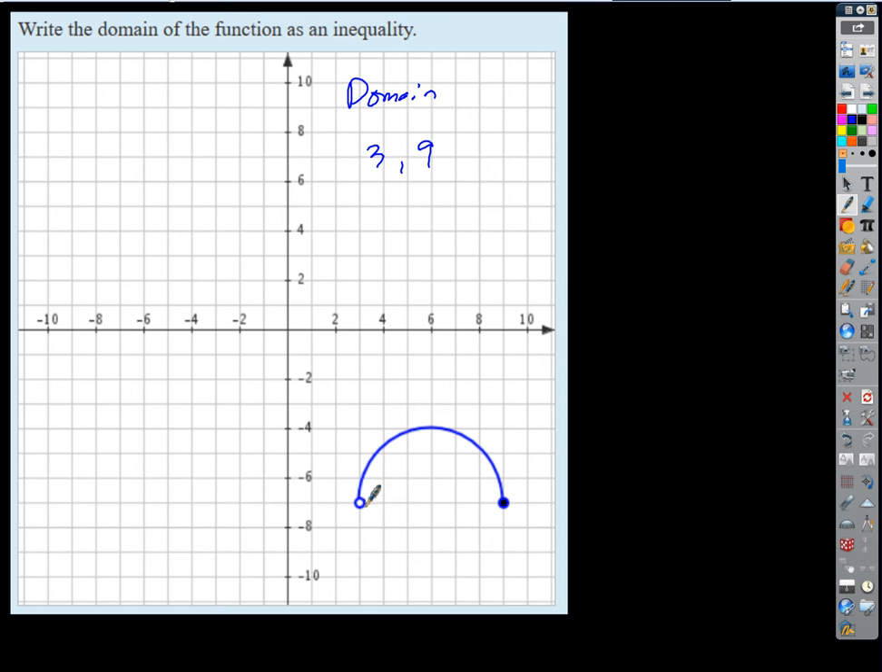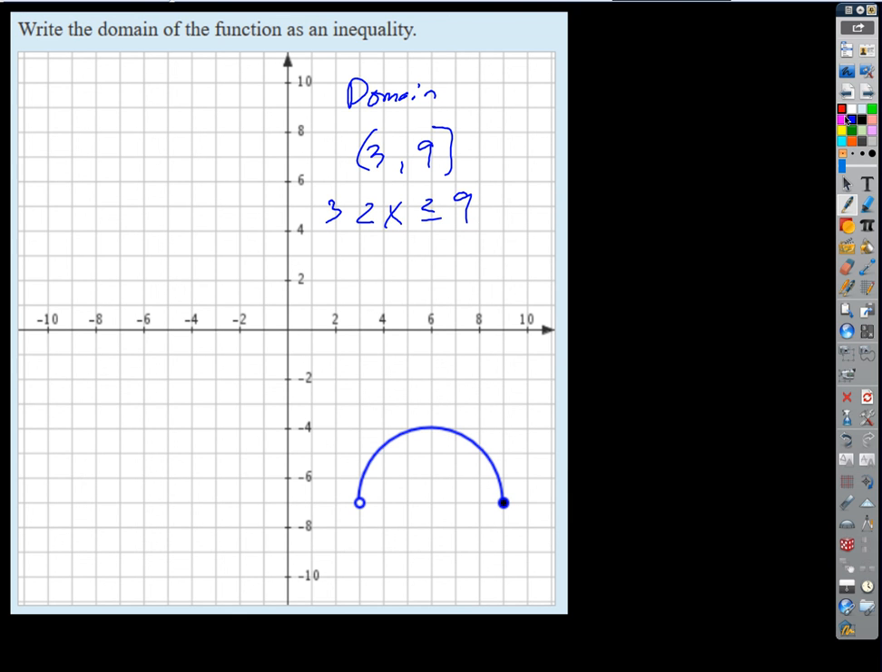Parentheses, because look, that's not included, right? If the ant walks along this function, he can get as close as he wants to x equals 3, but if he actually steps on x equals 3, he falls through a wormhole or something, I don't know. He just disappears, right? Because the function isn't defined there. So we have to put a rounded bracket there, but x equals 9 is included, so that would have to be square, right? Or we could say x is greater than 3 and less than or equal to 9.